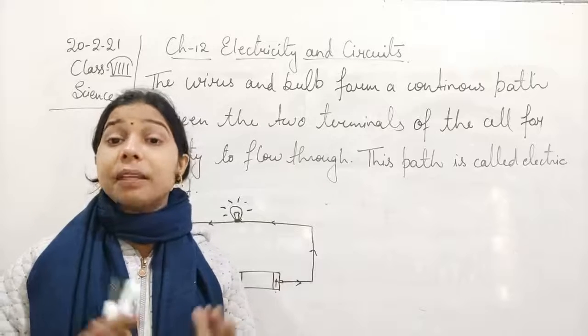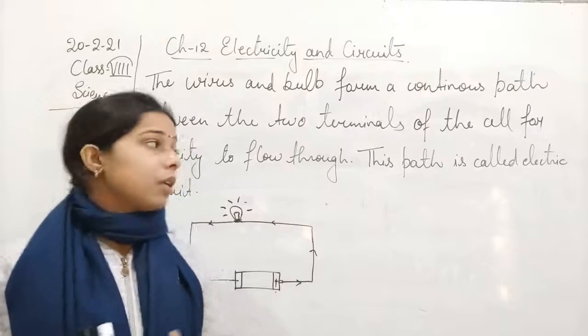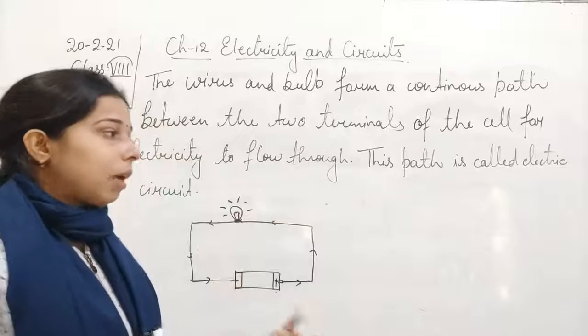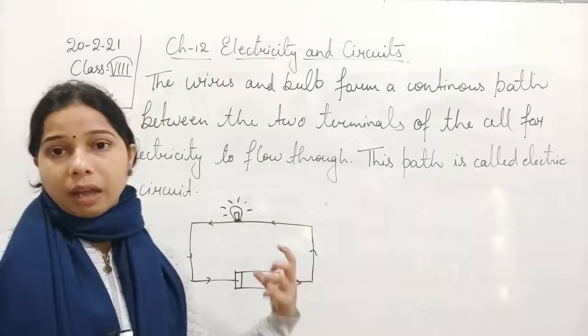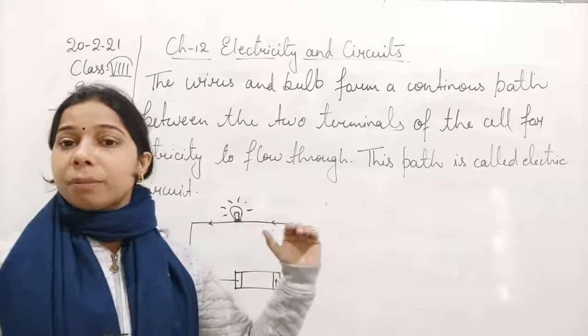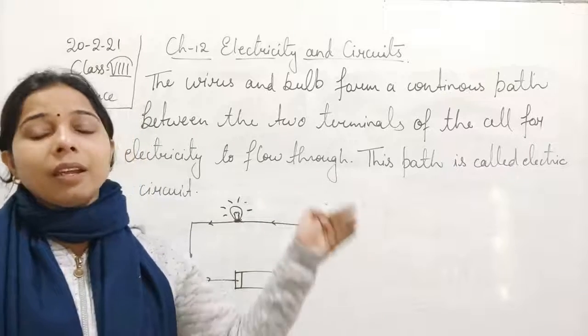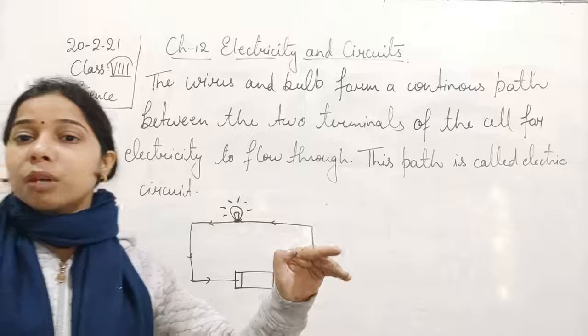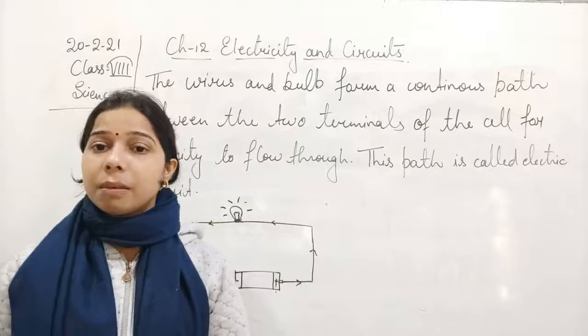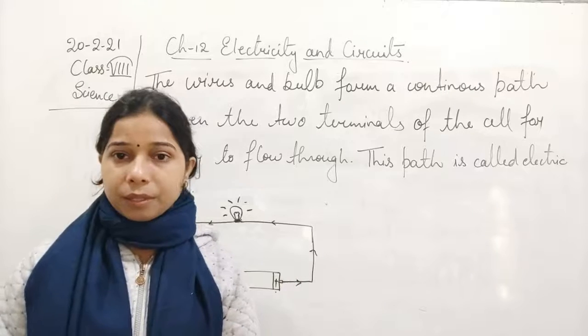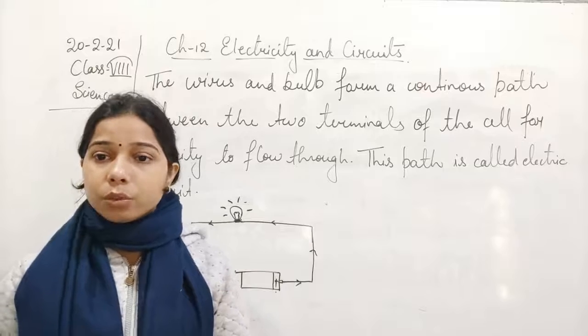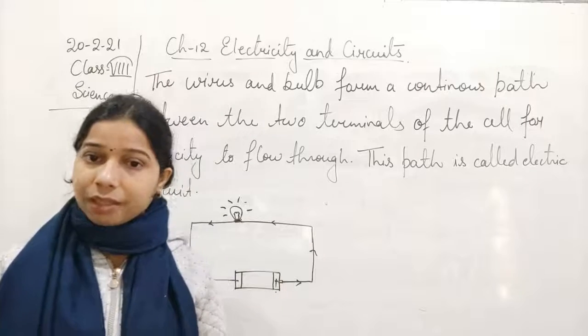So it helps in completing the electric circuit. So this continuous path, this path of the electric current which is flowing from one end of the cell to the wire, to the bulb, and finally through the wire comes to the other terminal, that will make an electric circuit. So I hope you all have understood how the electric cell is formed.